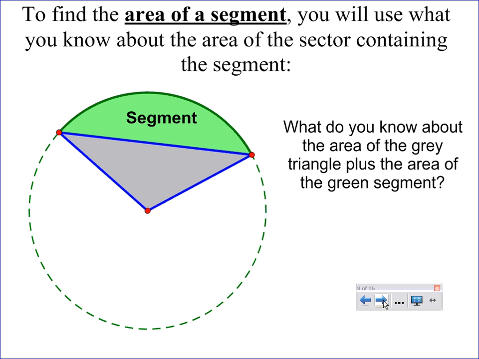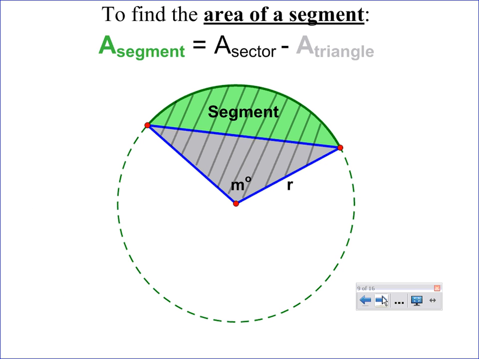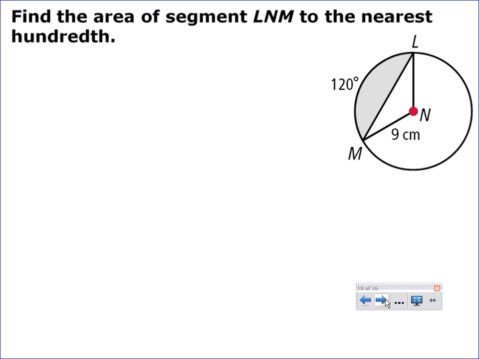To find the area of a segment, use what you know about the area of the sector containing the segment. So I'm going to find the area of this big sector here, and I am going to take off what I'm coloring in blue here. I'm going to take off the area of that triangle. So the area of a segment is the area of the sector minus the area of the triangle. Some of these are really easy. Some of these are a little more challenging. So here we go. First one's the challenging one.